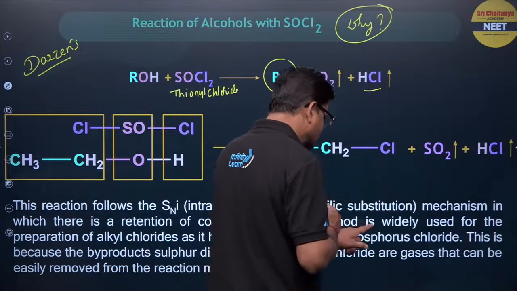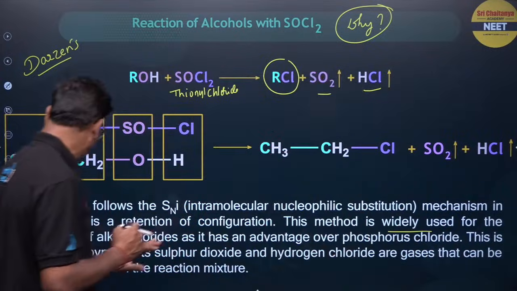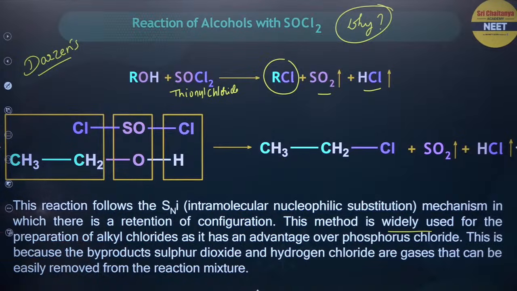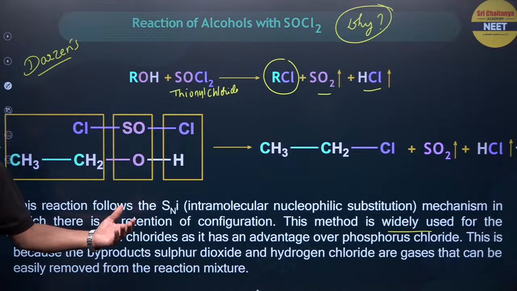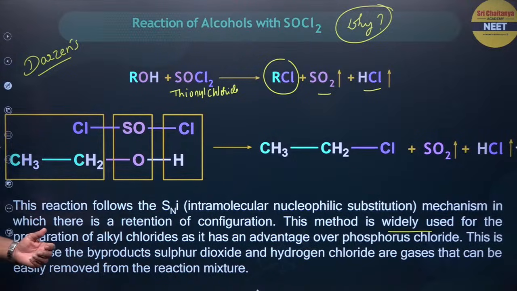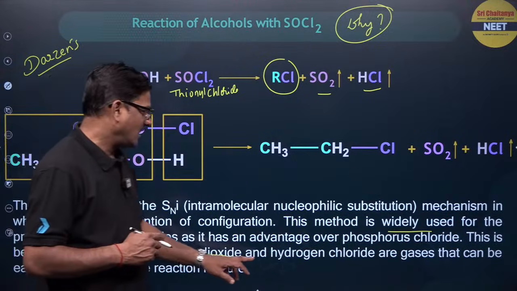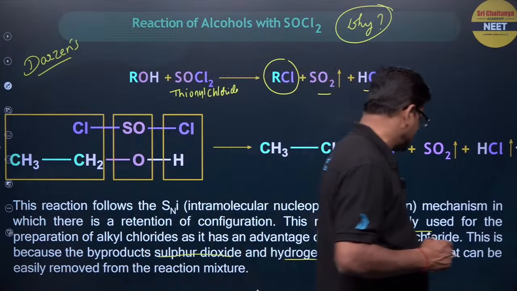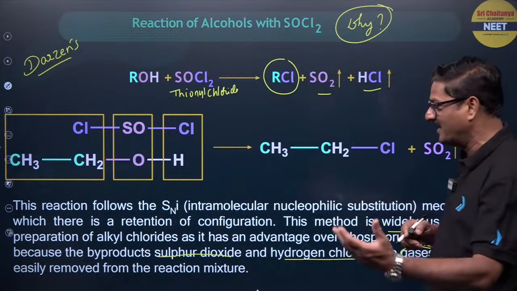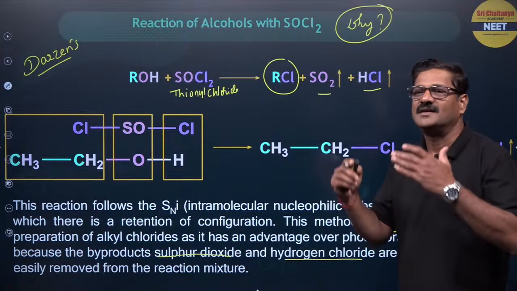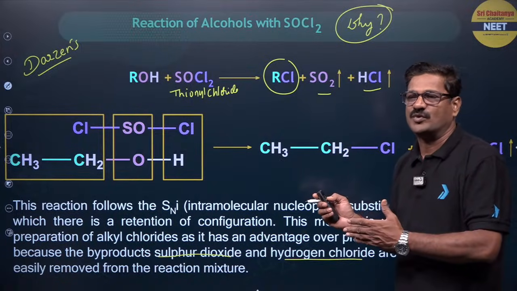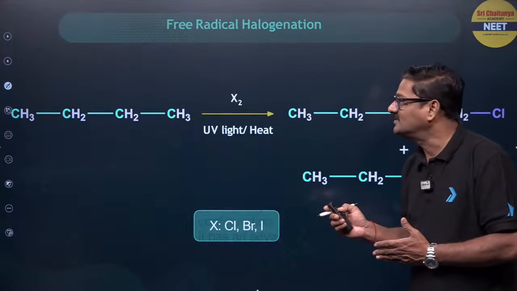So this method is widely used, preferably used for the preparation of alkyl chlorides, taking advantage over other methods, because the sulfur dioxide and hydrogen chloride that are formed are in the gaseous state, so they can be easily expelled, removed, and the product that is formed is going to be easily recovered.